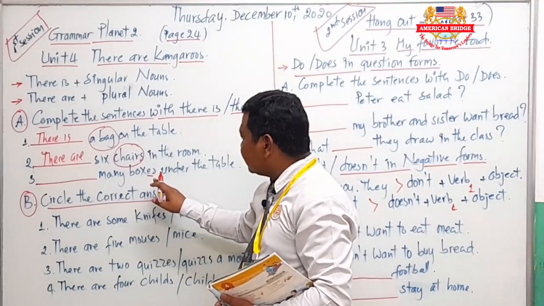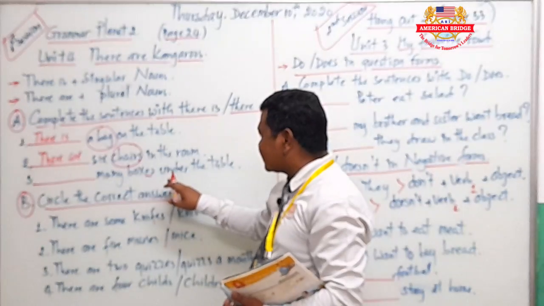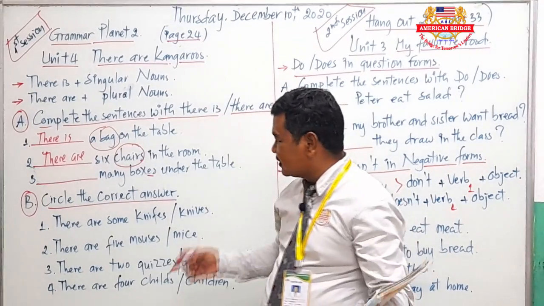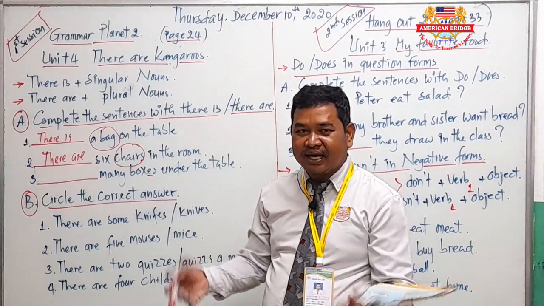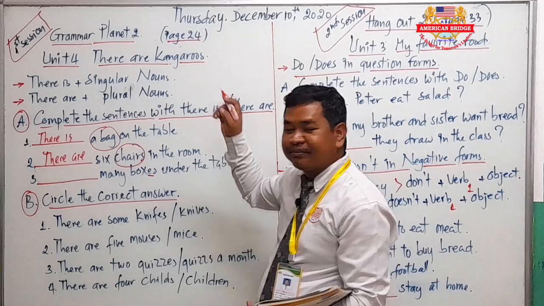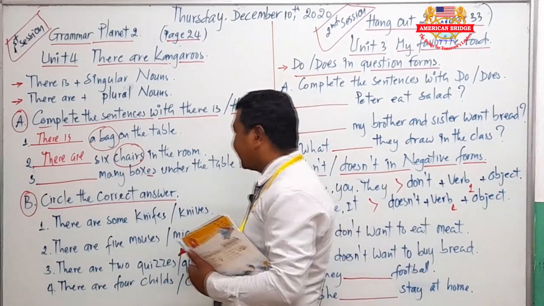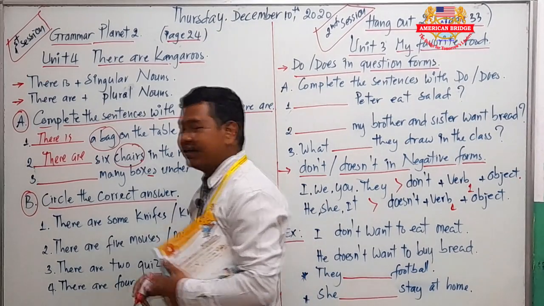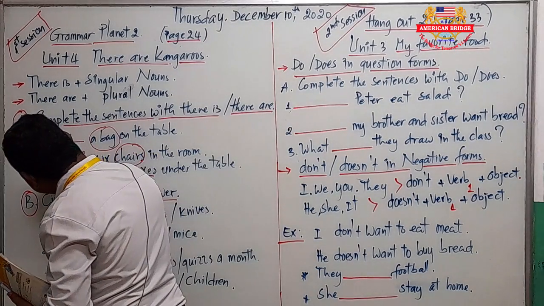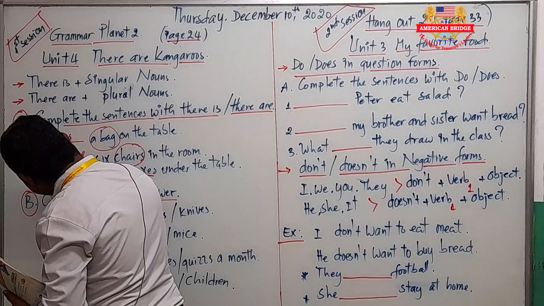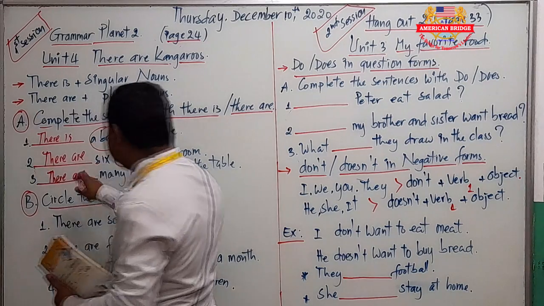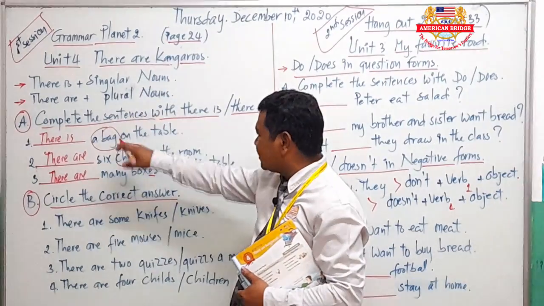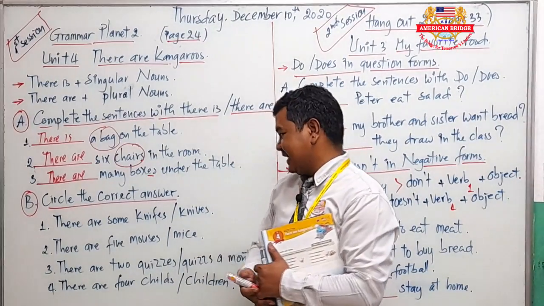So, many buses under the table. Many buses under the table. Okay, many, a lot, means many, means a lot. So this one is plural, so we have to use there are, okay? This one I have already mentioned. Plural we use with there are, and singular we use with there is.